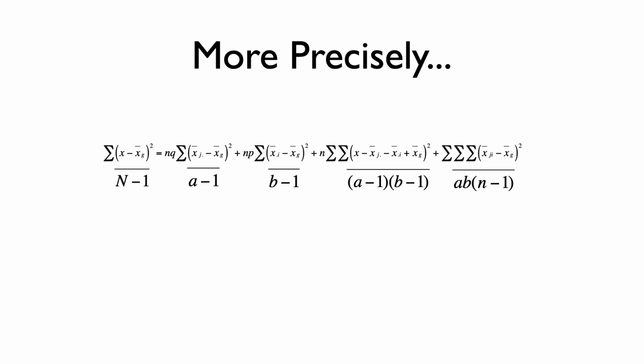And if you feel like proving that A minus 1 plus B minus 1 plus A minus 1 times B minus 1 plus A times B times n minus 1 equals big N minus 1, go nuts. You can do it yourself. That's the kind of algebra you used to do in like grade 7. Questions so far?